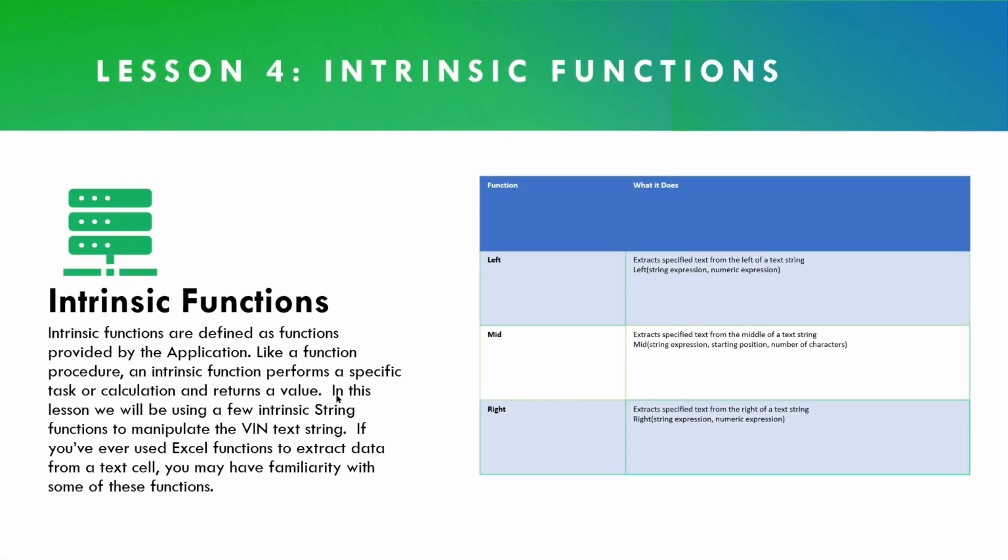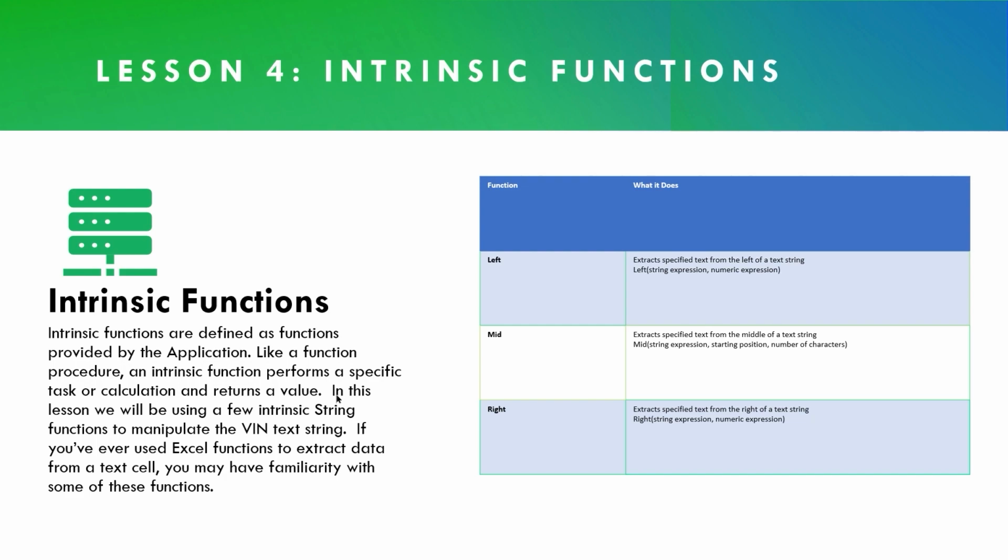To finish our sub procedure, we need to take a moment to learn about some of the intrinsic functions that we're going to be using. Intrinsic functions are functions that are provided by the application, so they're Excel functions. And they perform like a function procedure. They return values. So we're going to be using a few string functions to manipulate the VIN text string in the VIN numbers files. On this slide, we're going to be using the left, mid, and right functions.